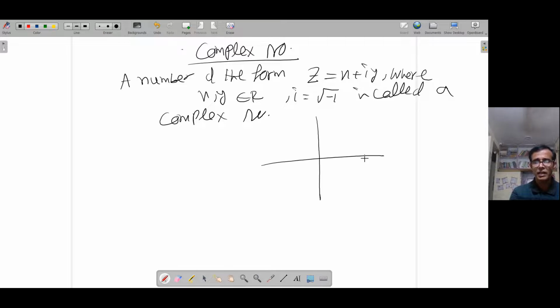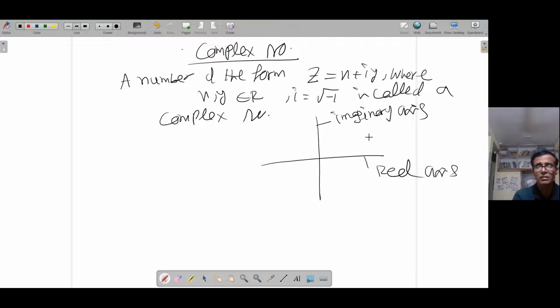This is the x-axis, the real axis. This is the imaginary axis. So this plane is called the Argand plane.